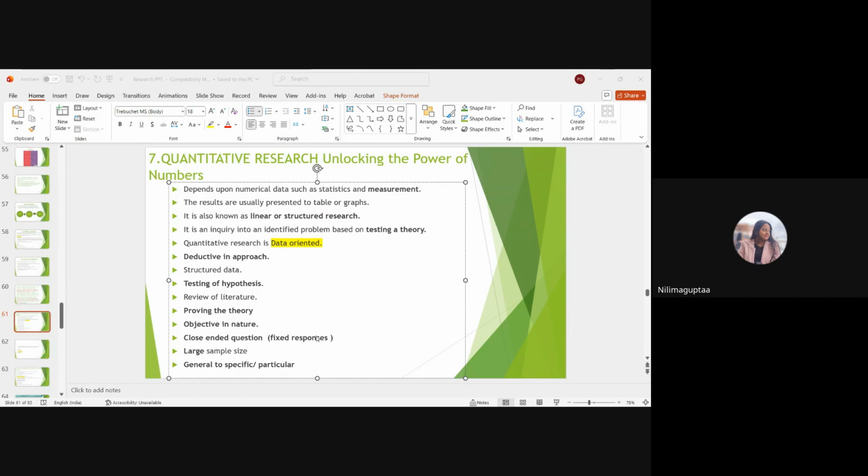Quantitative data has a positive point that it can be done on a large sample size, because it is numbers, so we can calculate. We have tools for calculating all those things. Tools we will also be seeing in our next classes. And as I told you, it is deductive in approach, that is going from general to particular or specific.